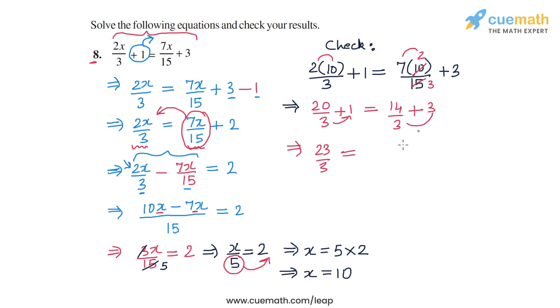So we multiply 3 and 3 to get 14 plus 9, or 23 in the numerator and 3 in the denominator. So we get 23/3 on both sides, and hence the solution x = 10 checks out. It is the correct solution, and this completes question number 8.